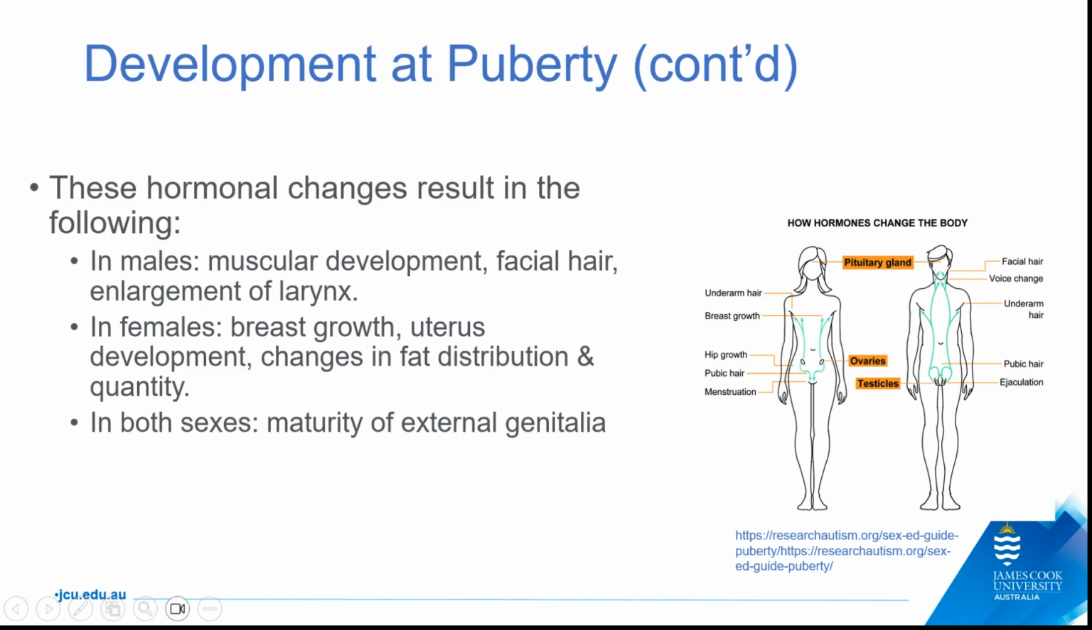So in males, we have all this physical development: muscles, facial hair, enlargement of the larynx, deeper voice. In females, everybody knows this: breast growth, uterus development, changes in fat distribution and quantity. In both sexes, that's when our external sex organs, the genitalia, start to mature.